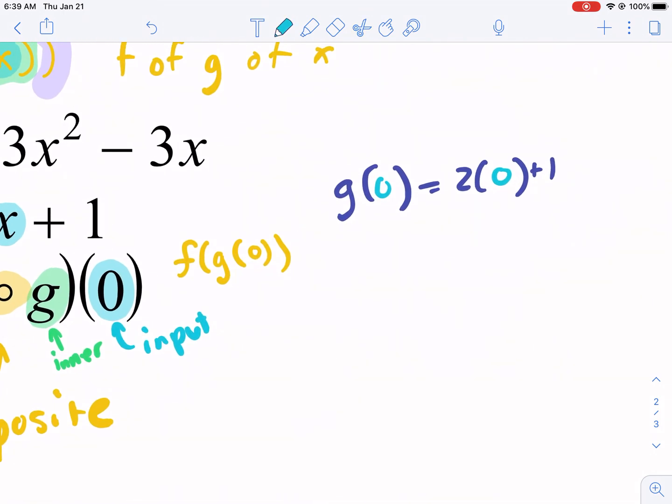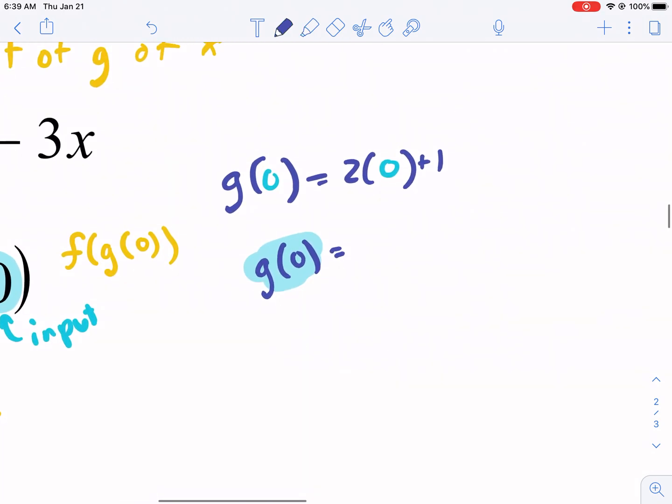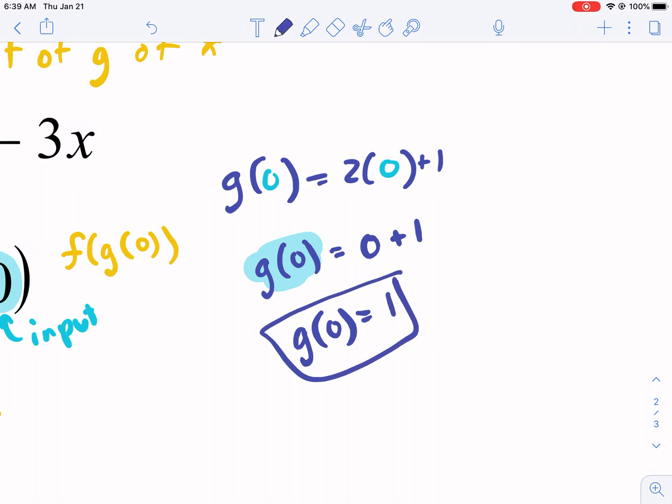And then I'm going to evaluate. Now, when you evaluate, you're just leaving this g of 0. You're trying to find what g of 0 equals. This is our whole point. We're going to leave that alone because that's what it's asked to evaluate. And then we just solve on the right. So we do 2 times 0 is 0, plus 1. So we get g of 0 equals 1, okay? That's how we would do that.